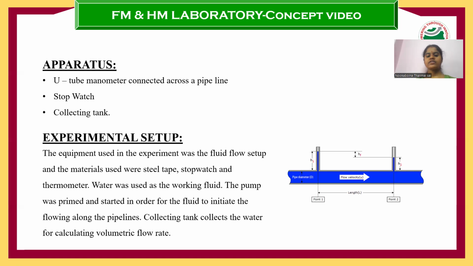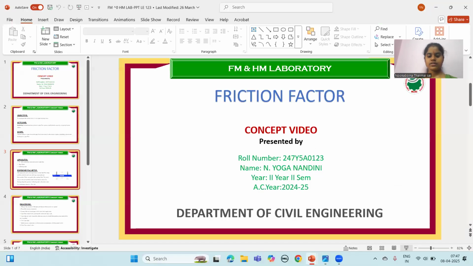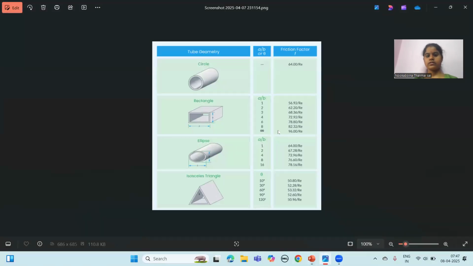Friction factor calculation in laminar flow typically occurs at lower Reynolds numbers. The flow is smooth and well ordered. In this case, the value of the friction factor is only weakly dependent on the Reynolds number. Moreover, the formula for calculating the friction factor depends on the cross-sectional geometry of the conduit. As you can see in the given table, the friction factor varies according to the shape.